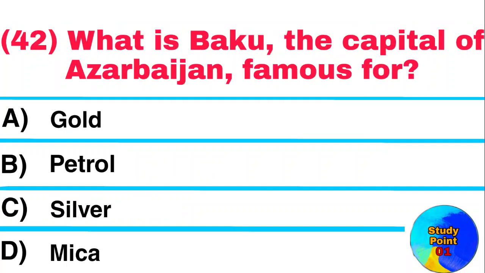Question. What is Baku, the capital of Azerbaijan, famous for? A. Gold, B. Petrol, C. Silver, D. Mica. Answer. Petrol.